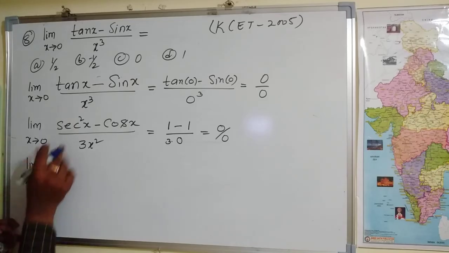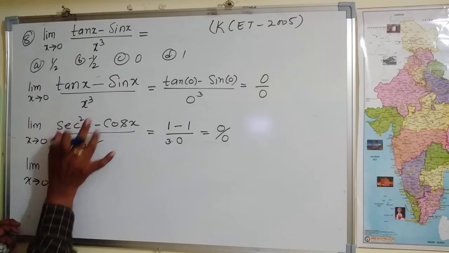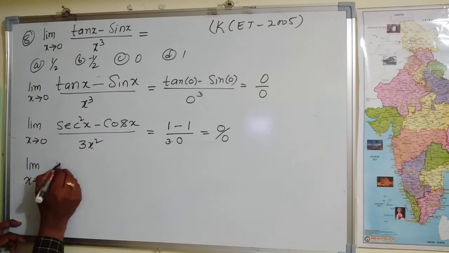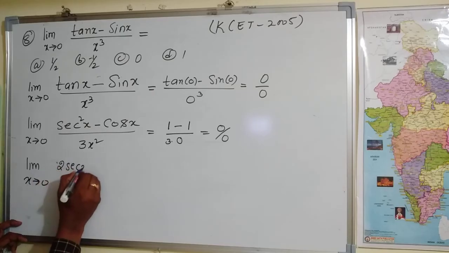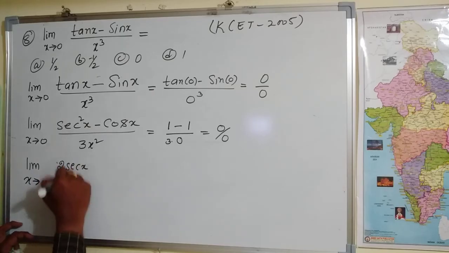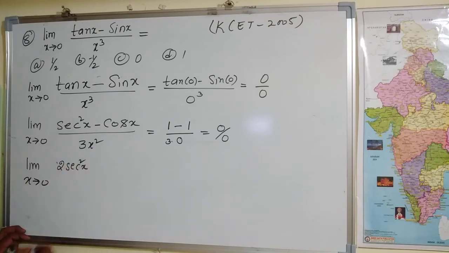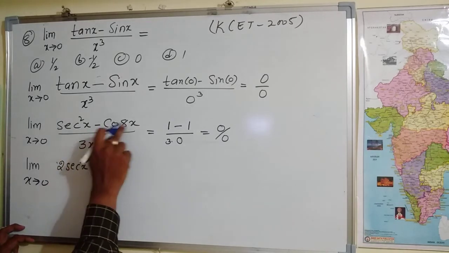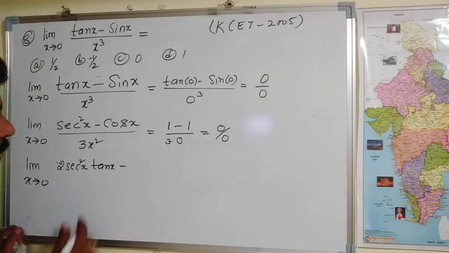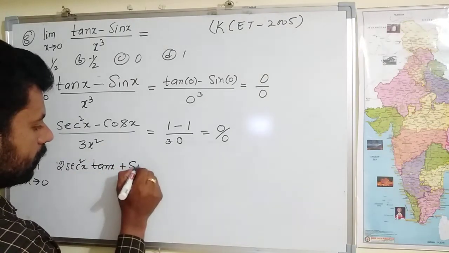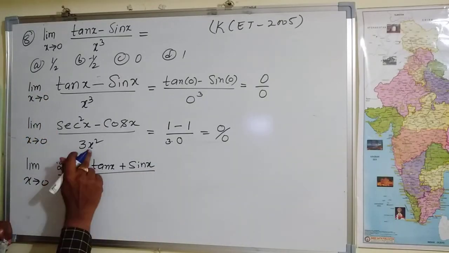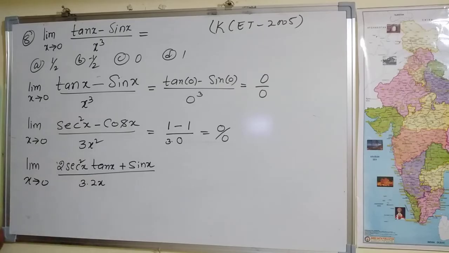L'Hospital's rule states that we take the derivative of the numerator and the derivative of the denominator separately. The derivative of secant square x is 2 secant x into the derivative of secant x, which is secant x into tan x. Secant x into secant x is secant square x into tan x, minus the derivative of cos x, which is minus sin x, so minus into minus gives plus sin x, divided by 3 into the derivative of x square, which is 2x.